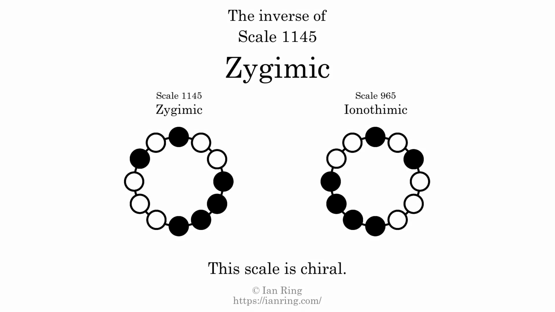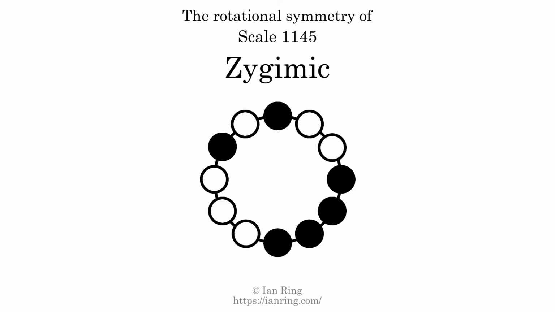The inverse of a scale is a mirror image. It is what you get when the sequence of intervals is reversed. The inverse of this scale is scale 965, also known as anathemic. This scale is chiral. It cannot transform into its inverse by rotational transformation. This scale has no rotational symmetry.